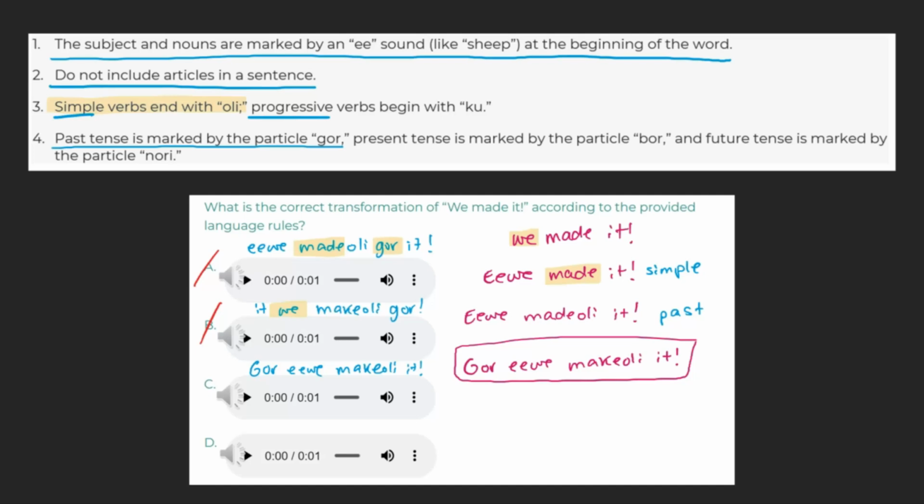D. Iwi bore mediali it. This sentence uses bore, the present tense marker, instead of gore, the past tense marker, and doesn't switch made into its base form make. Based on this, we can mark this choice off and mark choice C as our final answer.